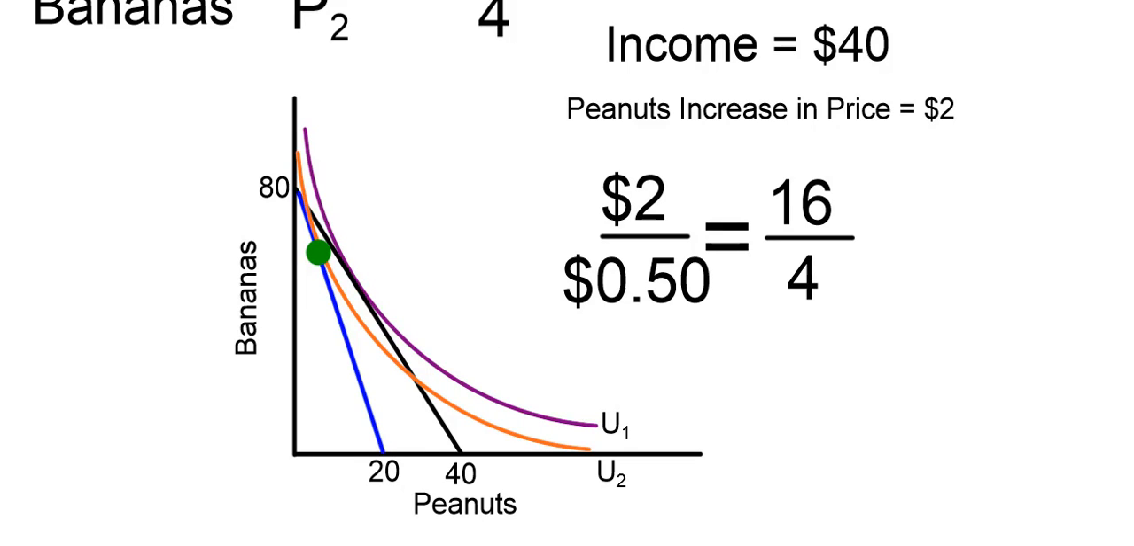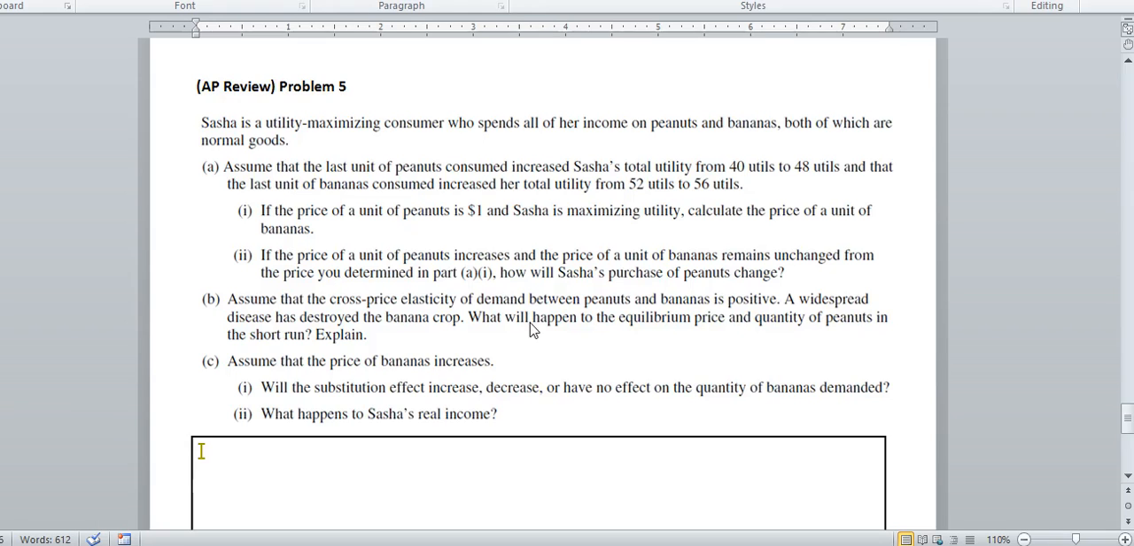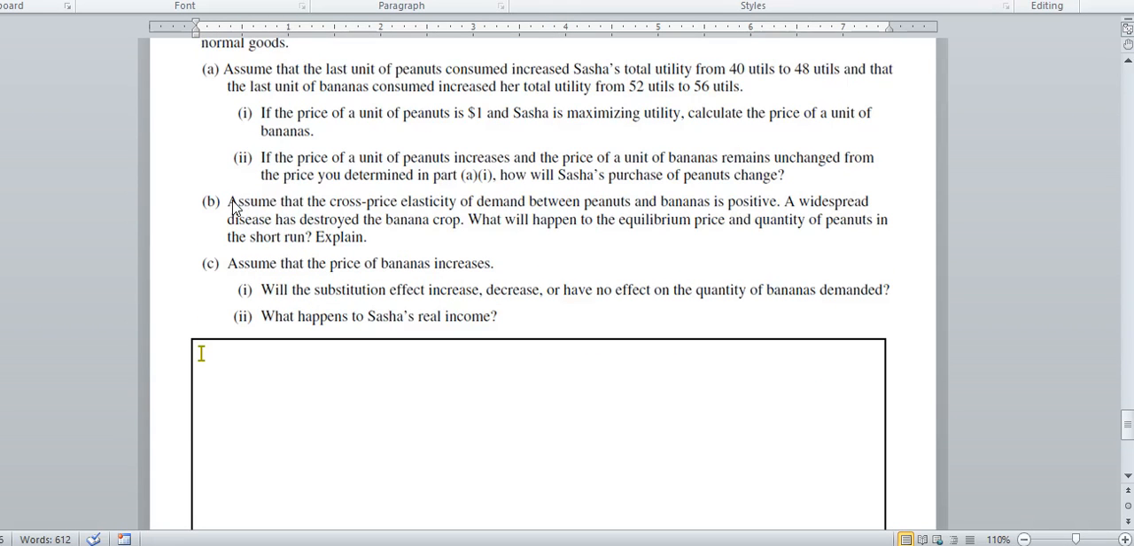Okay, let's see. Now we want to, part B, we want to assume that the cross price elasticity of demand between peanuts and bananas is positive.